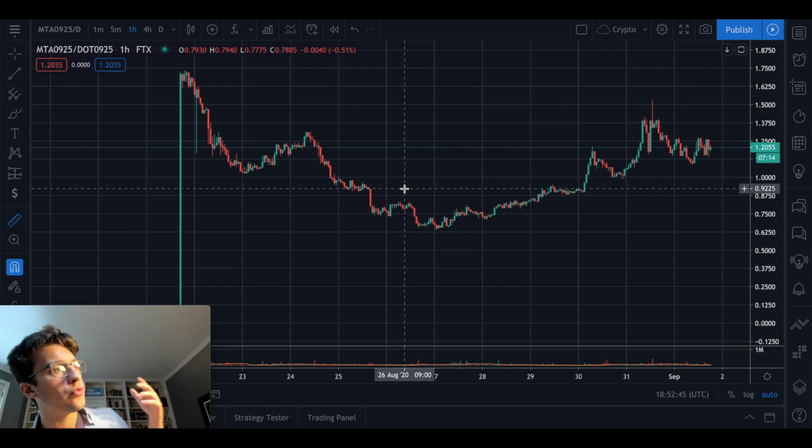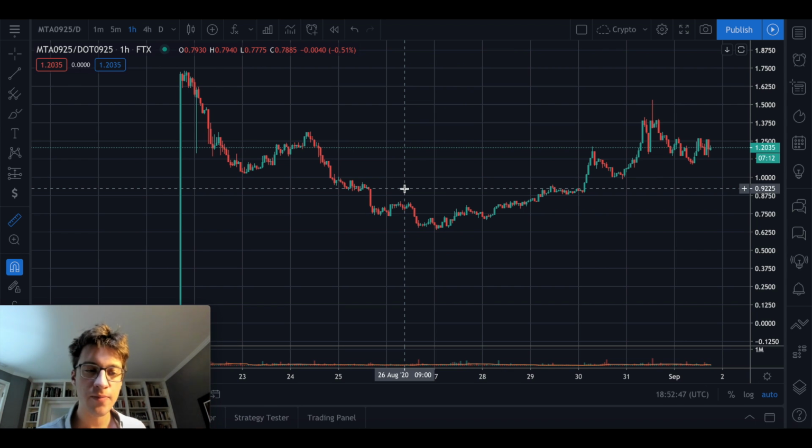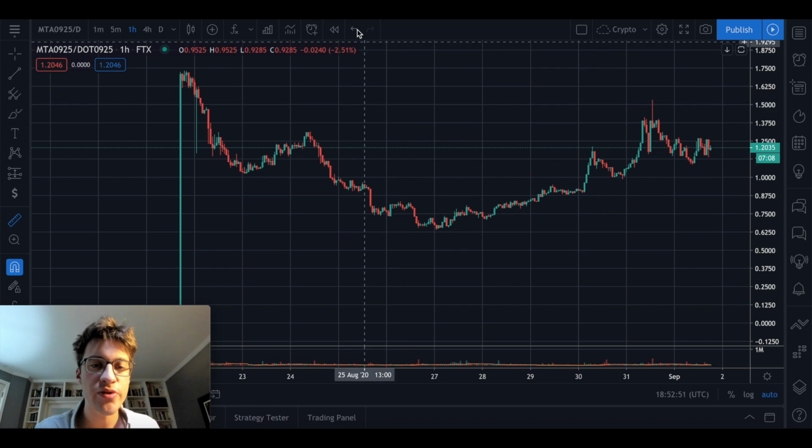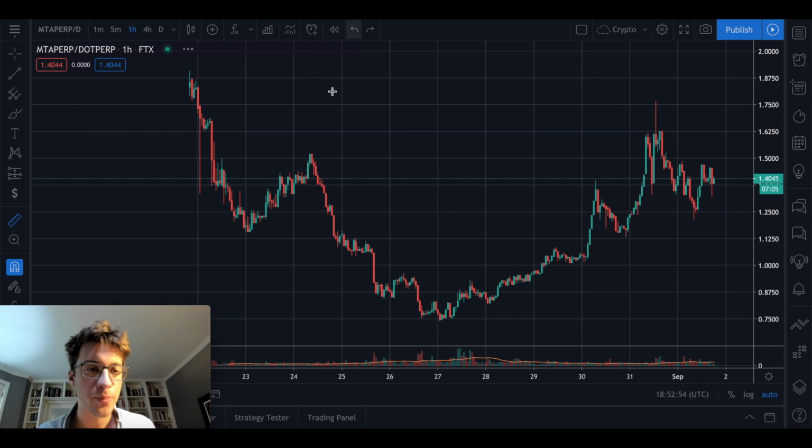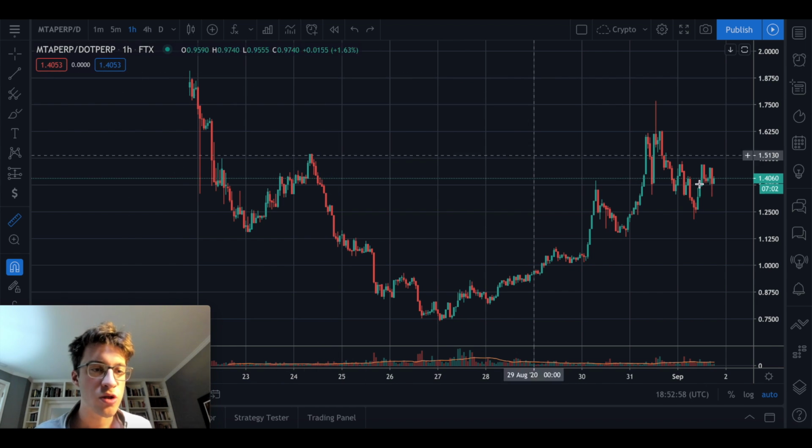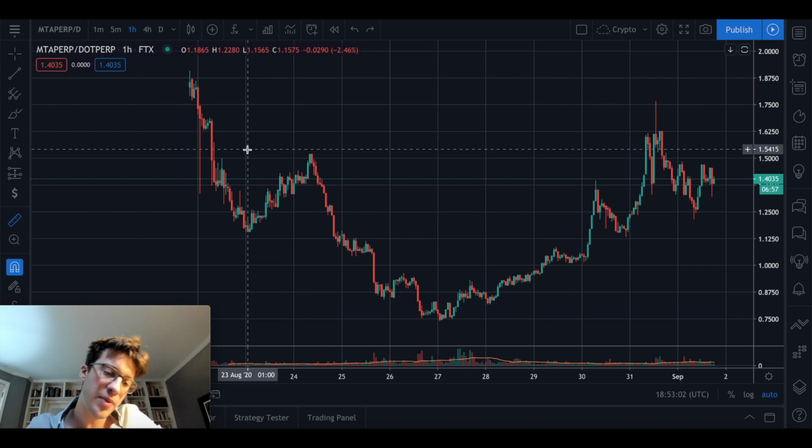Let's say that you really like the funding on one coin. You really like the funding on both coins. Well, then you can do the perpetuals. Then let's say that if the funding works out perfectly, you could, let's say this is negative, this is positive, you could long this pair because you're buying MTA perp and shorting dot perp and getting paid funding every hour.